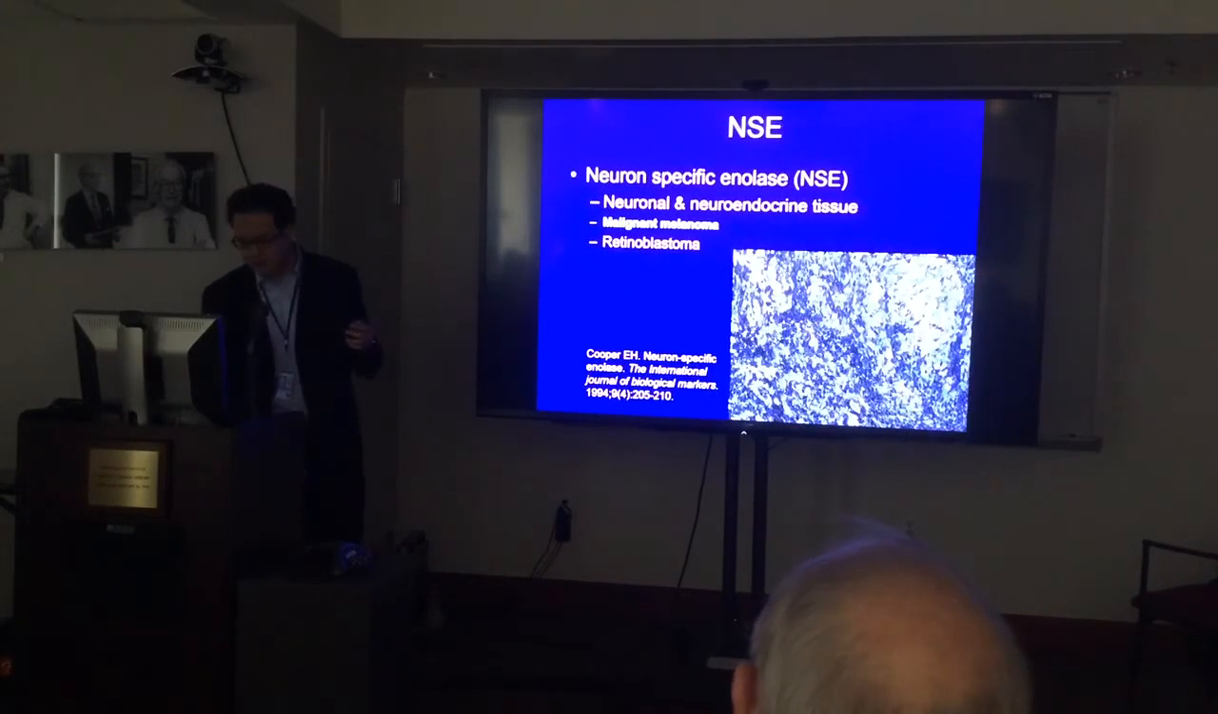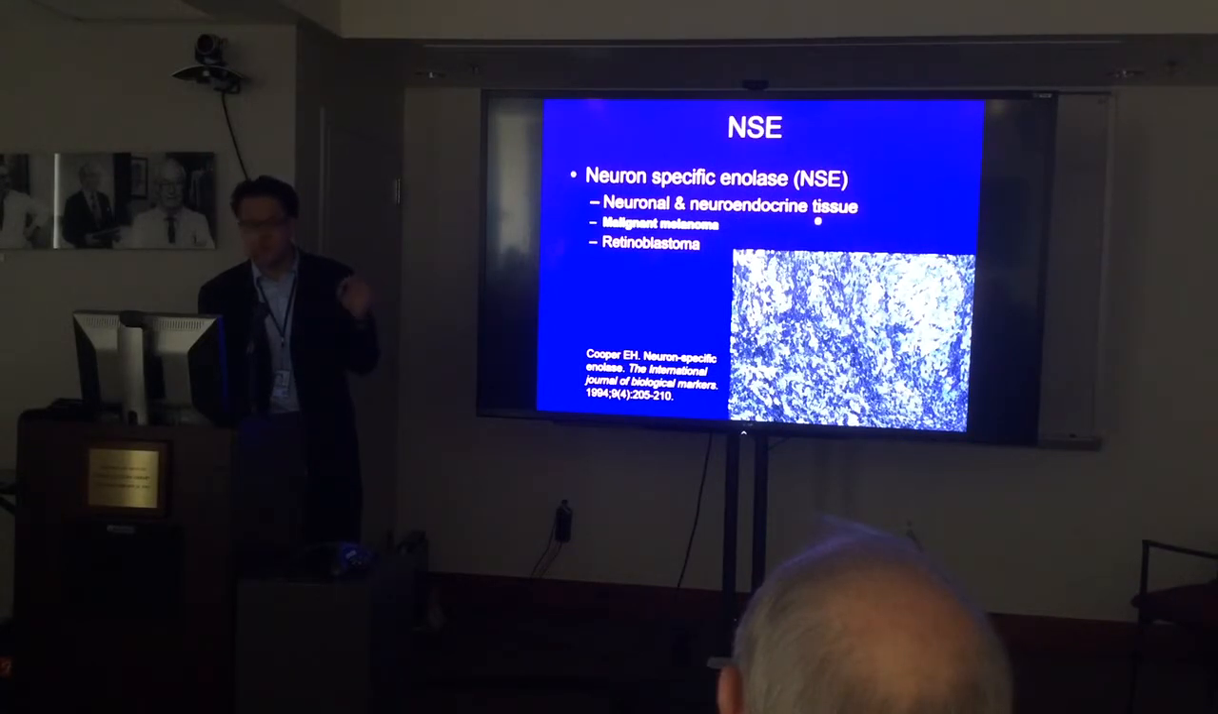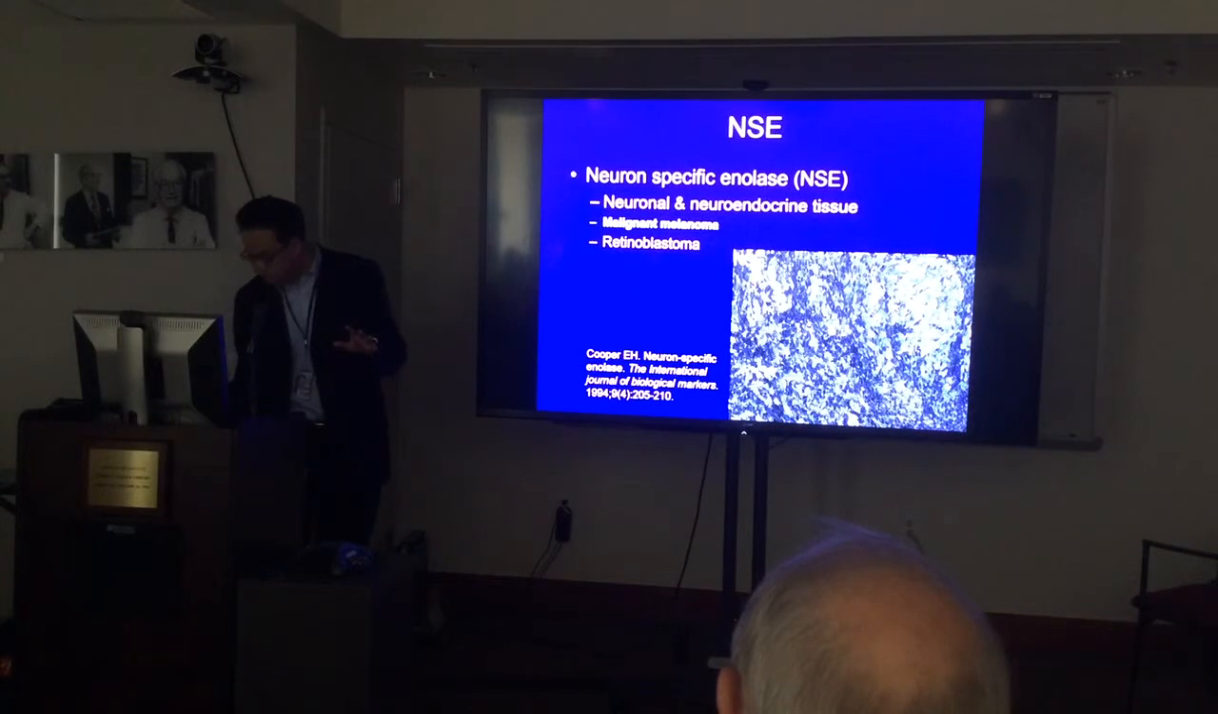We tried other things. We tried NSE, or neuron-specific enolase. This is a marker of neuronal and neuroendocrine tissue, and interestingly, if you do aqueous taps on patients with malignant melanomas or retinoblastoma, you can find NSE in these patients. And you can see that our lesion also stains convincingly for neuron-specific enolase, demonstrating possibly a neural component.